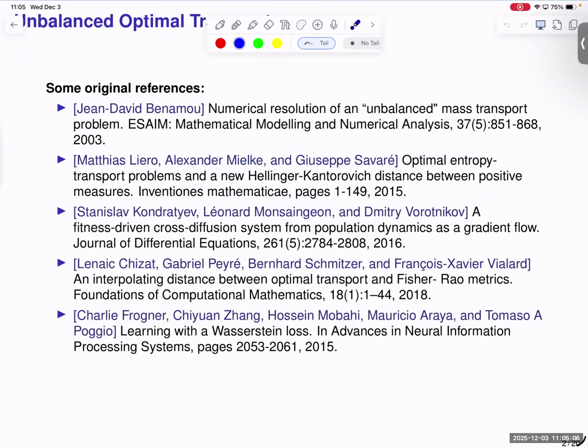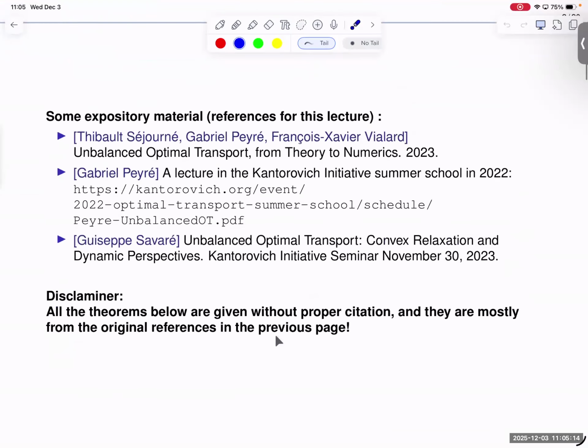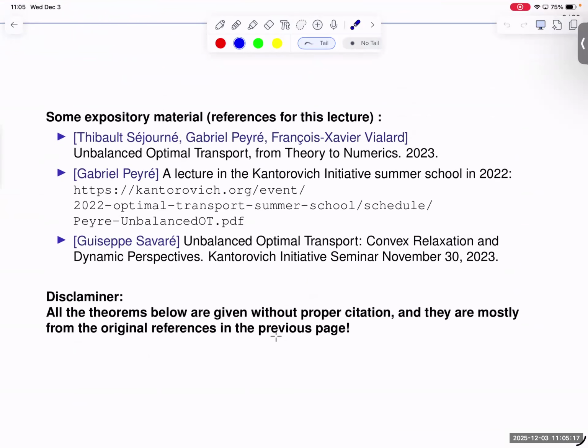Okay, and then these papers developed some theory about that, and now it is being applied in many directions, I think. Okay, and for preparing this lecture, I use these three sources as my main references. I think this article is very well written, and this one is a lecture slide from the Kantorovich Initiative Summer School, given by Gabriel Peyré. But just be careful that this lecture note has some typos, so you have to take it with a grain of salt.